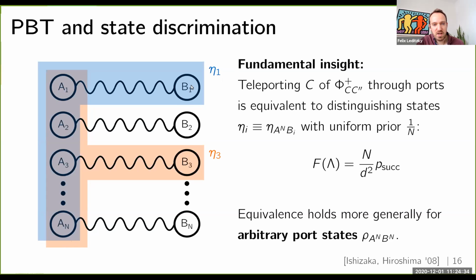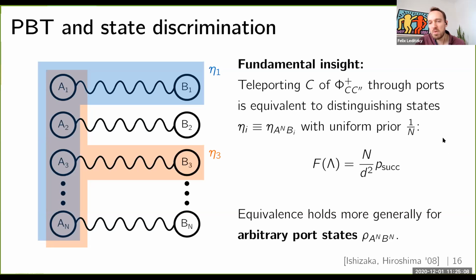So what you do is you trace out all but one system on Bob's side, and then you consider the joint state of all of Alice's ports and this one system that Bob has. If this is the first system, then this is the state eta 1. If it's the third system on Bob's side, it's the state eta 3, and so on and so forth. Okay, so you have n states, and they have some overlap on the A system. So this is a non-trivial state discrimination problem because they are not orthogonal.